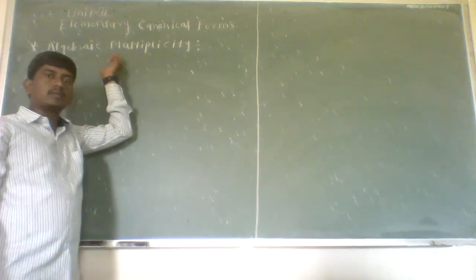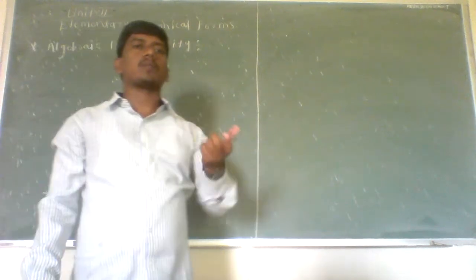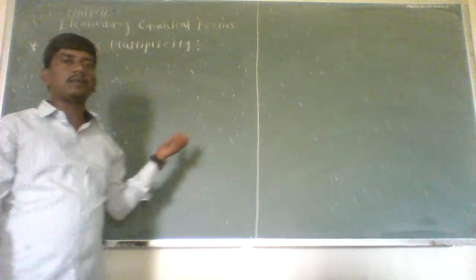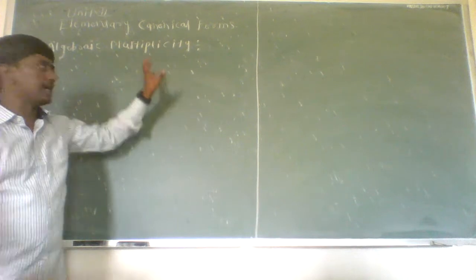Now we have to see what is algebraic multiplicity. Actually we can find out the algebraic multiplicity of eigenvalues. If suppose we have been given one eigenvalue of a given linear operator, then how will you find out the algebraic multiplicity of that corresponding eigenvalue?